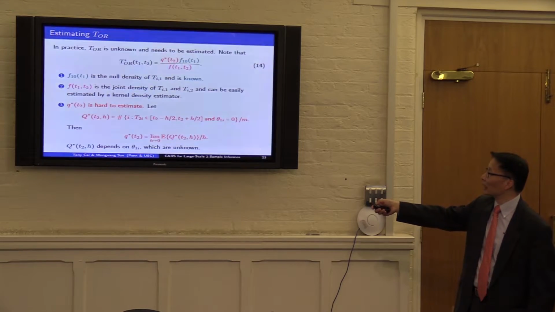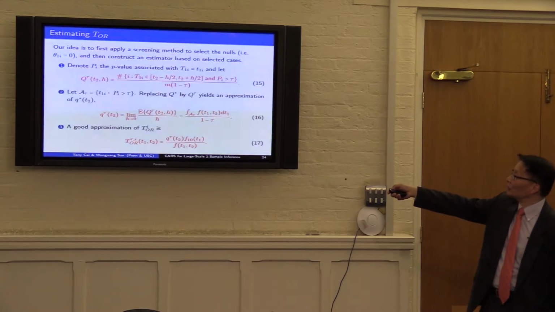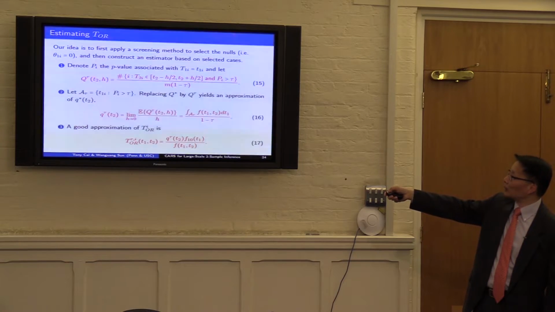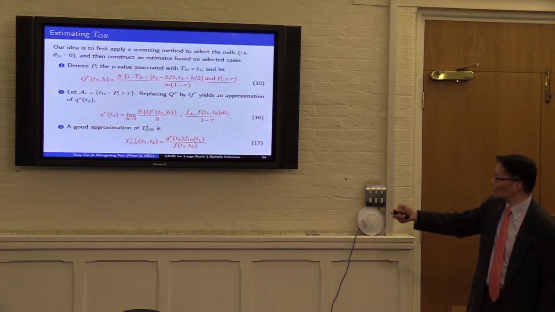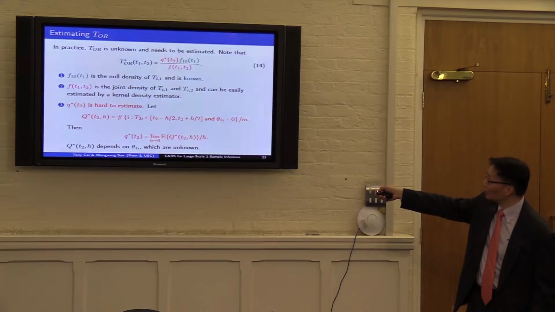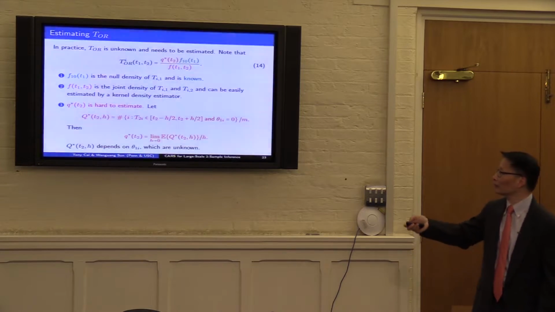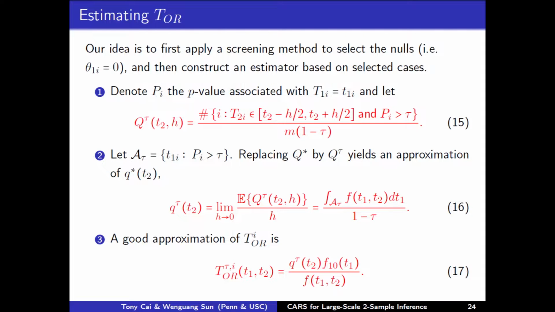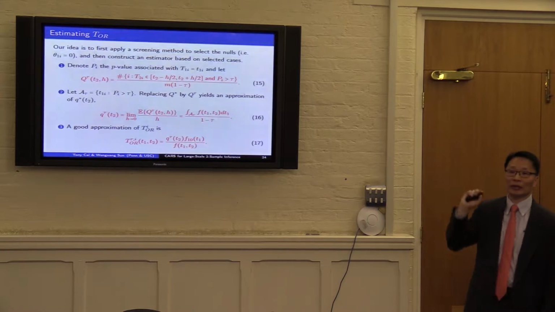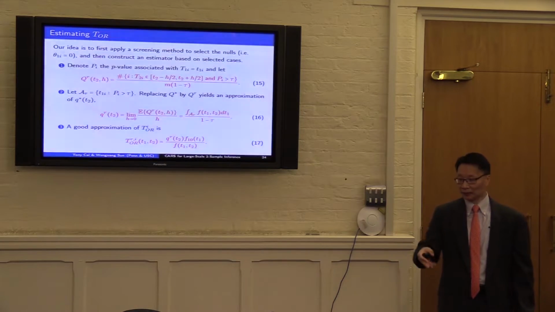But what we can do is approximate Q star T2. And Q star T2 can be approximated by something we denote by Q tau, which is an empirical version of this. The reason this is hard to estimate is that we need to know the truth. And of course, we don't know the truth. If we knew the truth, we would have no problem to begin with. What we can do is look at the p-value based on Ti1, and take a threshold, for example, p-value larger than 0.5. Something large that you're never going to reject. So you make sure that those are nulls.